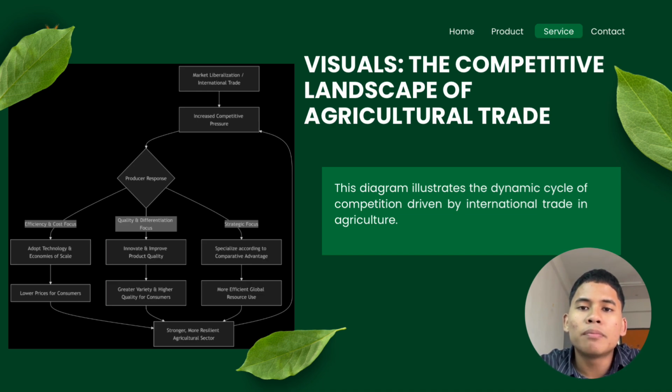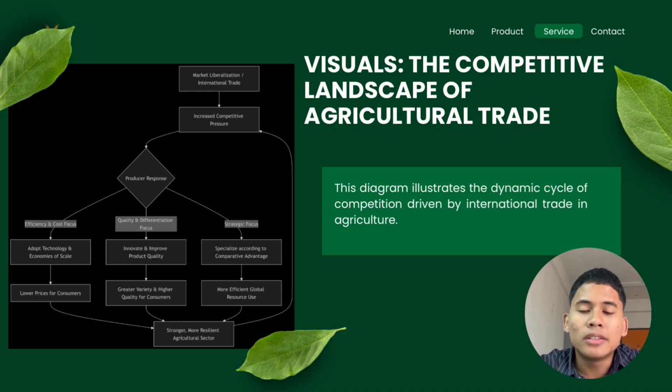The second pathway is the quality route. Instead of competing on price, farmers improve their product quality. This includes producing premium varieties, adding value through processing, or obtaining certification like organic or fair trade. Strong branding and storytelling also help differentiate the product. This pathway results in greater product variety and higher quality for consumers.